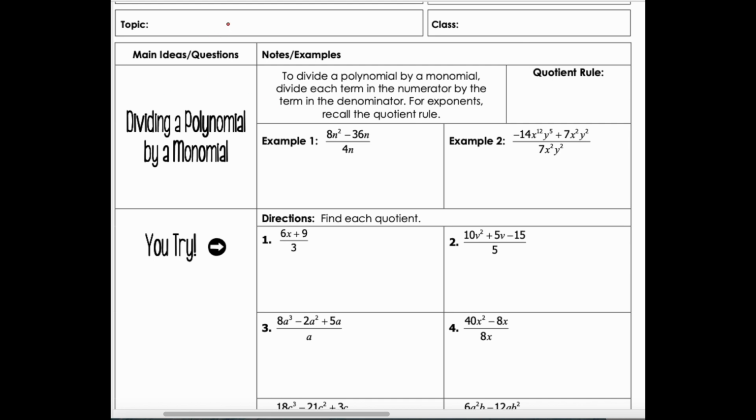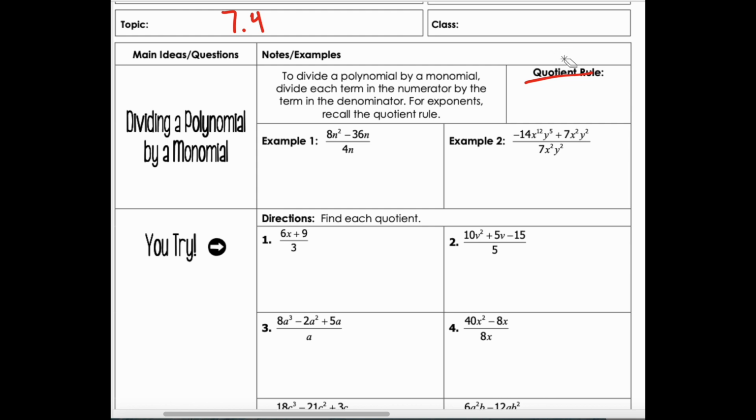Hey guys, this is going to be our unit 7.4, and now we're going to be talking about dividing a polynomial and a monomial. To divide a polynomial and a monomial, divide each term in the numerator by the term in the denominator. For exponents, recall the exponent rule. I'm sorry, our quotient rule.